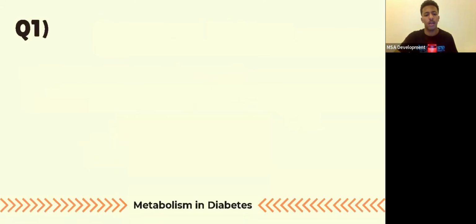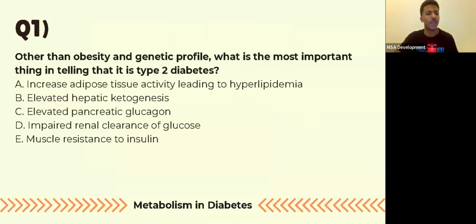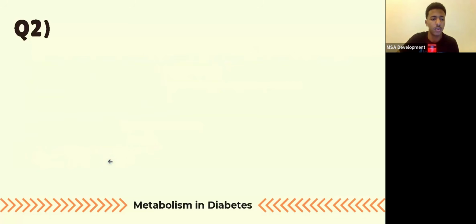And question time. Other than obesity and genetic profile, what is the most important thing in telling that it is type 2 diabetes? 3, 2, 1. Remember, we said that type 2 diabetes is characterized by insulin resistance and, in later stages, insulin deficiency. So, other than obesity and genetic profile, the answer is going to be muscle resistance to insulin. The answer is E.